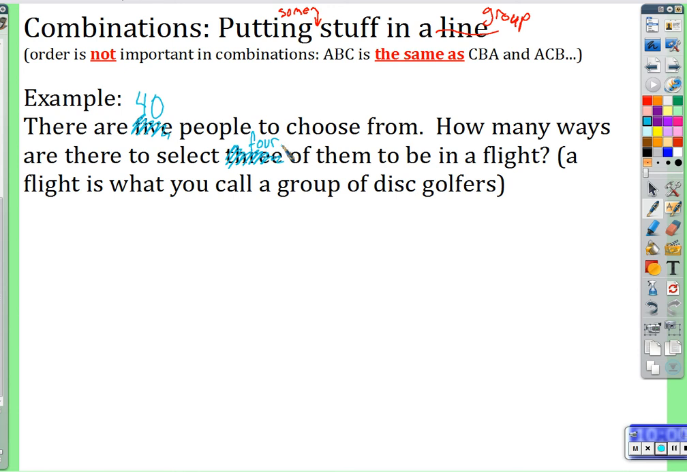So let's start counting it. First, we're going to count it the old way, the permutations way, the order is important way. How would we count it that way? What would the formula look like? 40 factorial.